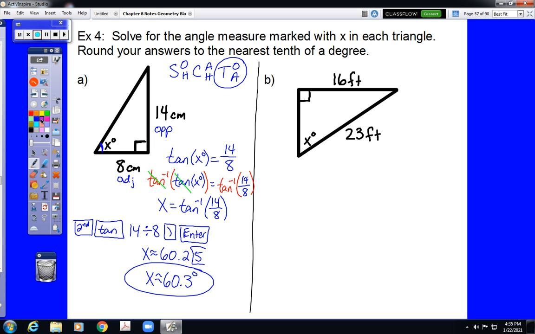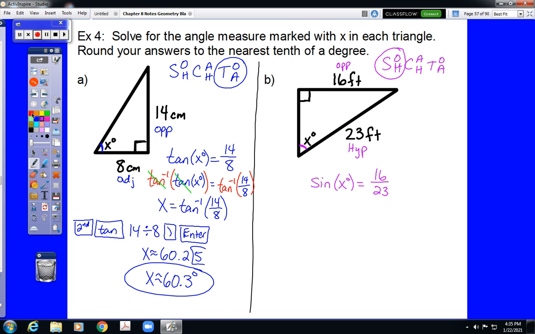Let's do another example. So here we're working with this angle, again marked with x. 23 is on the hypotenuse, and 16 is across the triangle, making it the opposite side. So we go to SOHCAHTOA to figure out which trig function we should be using, sine, cosine, or tangent. We are dealing with opposite and hypotenuse, which makes this a sine problem. The sine of our angle marked x is equal to 16 over 23.